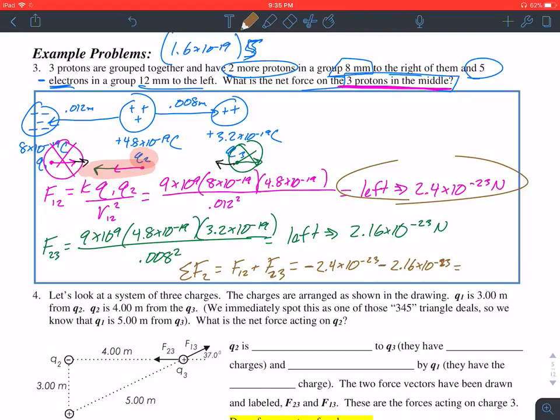When you add those together, because they're both negative numbers, you get negative 4.56 times 10 to the negative 23rd newtons. So there is a net force to the left on charge Q2 of 4.56 times 10 to the negative 23rd newtons, because it's being pulled to the left because of Q1 and being pushed to the left because of Q3.